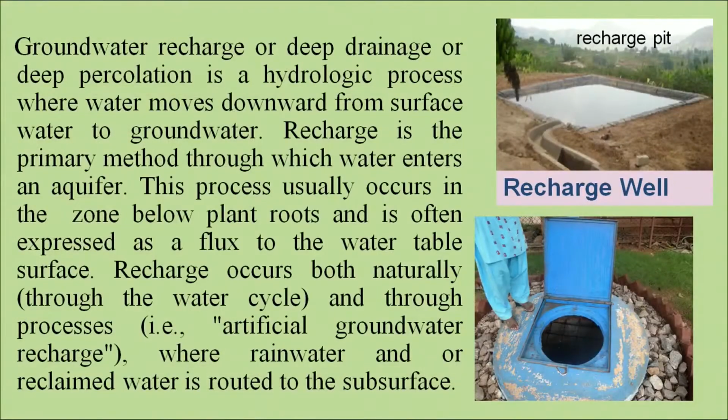Recharge is the primary method through which water enters an aquifer. The process usually occurs in the zone below the plant roots and is often expressed as a flux to the water table surface. Recharge occurs both naturally, that is through the water cycle, and through artificial groundwater recharge, where rainwater or other reclaimed water is routed to the subsurface.